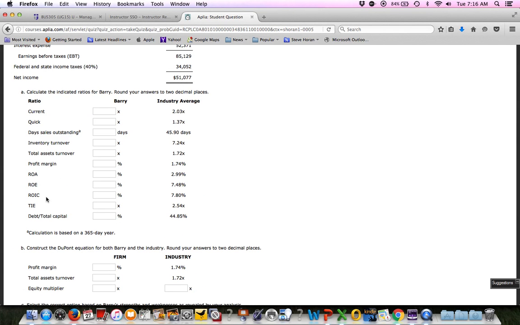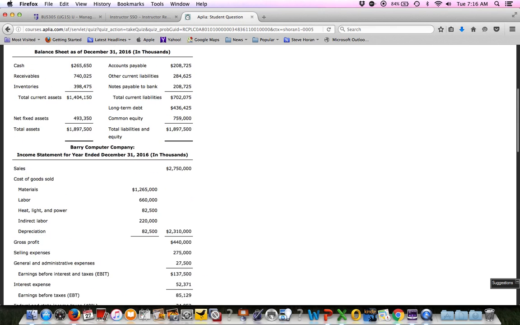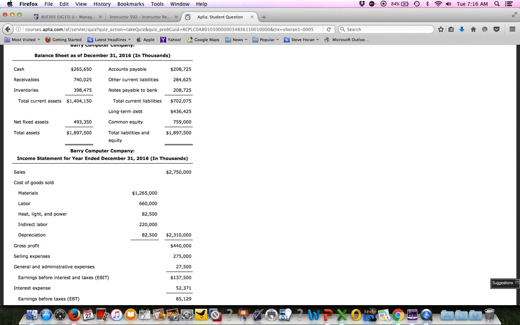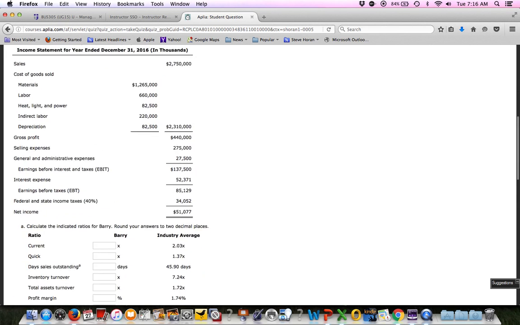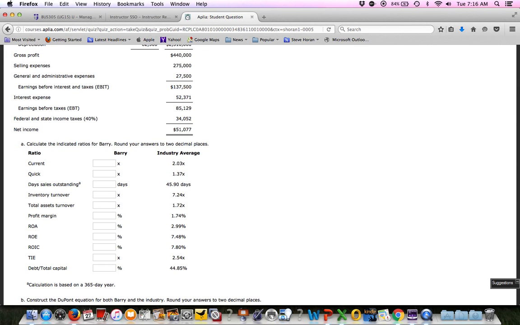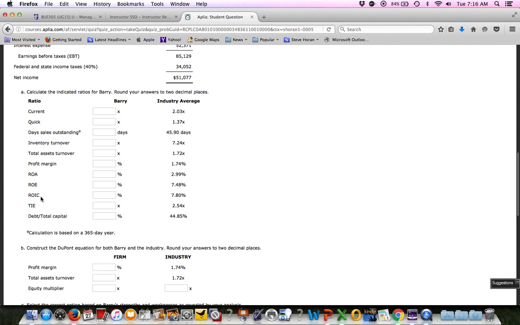ROIC is return on invested capital, and that is your EBIT, which is tax affected, so it's your EBIT multiplied by 1 minus T, divided by your total invested capital. Okay, total invested capital. Okay, so you want to go up here. Now I'm going to leave that hint for you to find total invested capital on your own. That's one that you can definitely find. I gave an example in the PowerPoint. When we used the company financials in the PowerPoint, I explained how to get ROIC with that one. I'm giving you a lot of these, but that one I think you can look up.